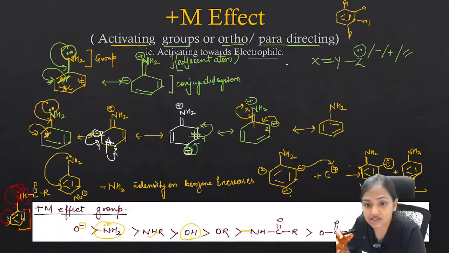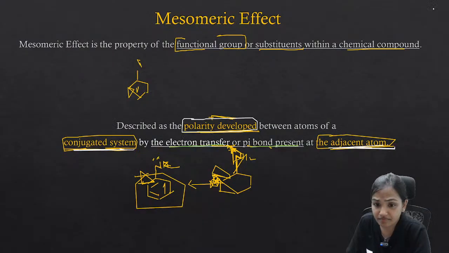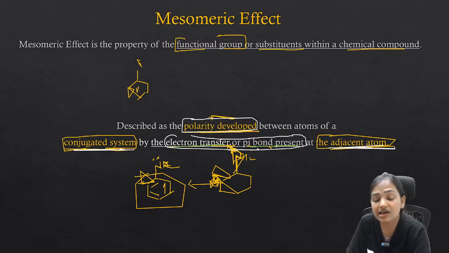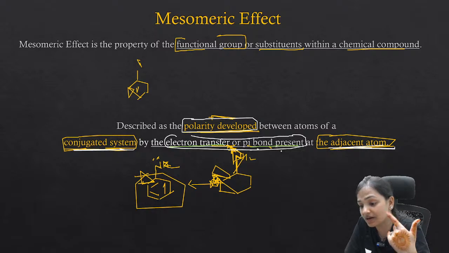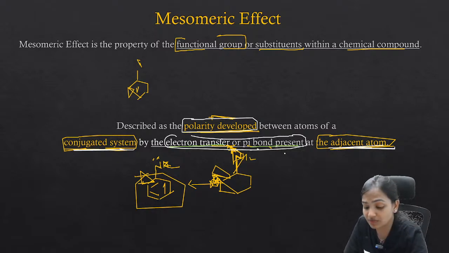So if we have to see the polarity, the polarity develops by what? By the electron transfer of the pi bond present. So please focus on how the electron transfer between this pi bond will occur.